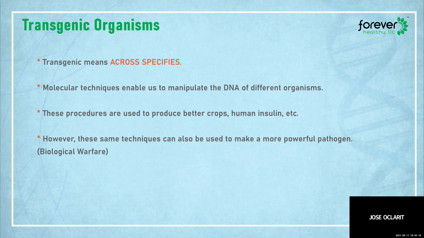So you can create a large amount of transgenic organisms. Transgenic means across species. So a transgenic organism is an organism that contains DNA across species. For example, if you insert a human gene into the bacteria, then the bacteria is already considered transgenic. So for example, you have a bacteria that is modified, then that modified bacteria is called transgenic bacteria.